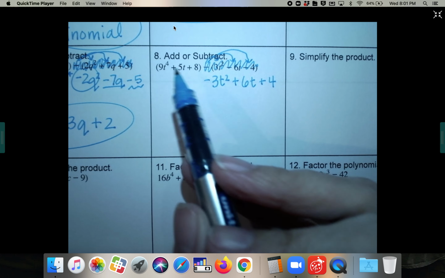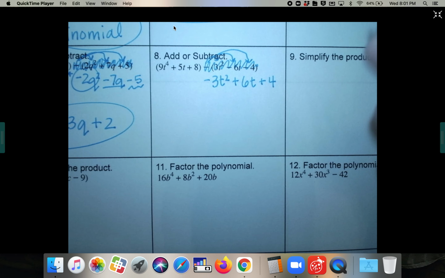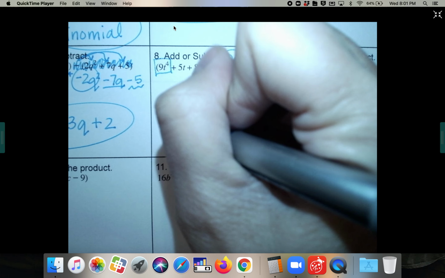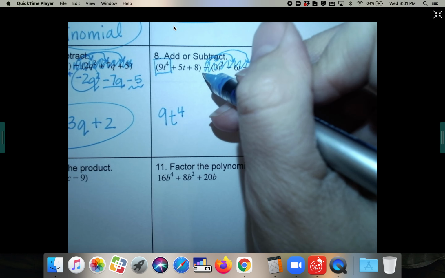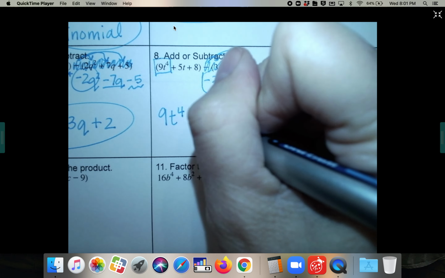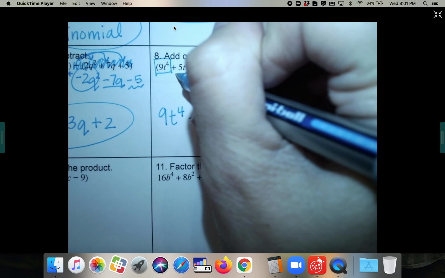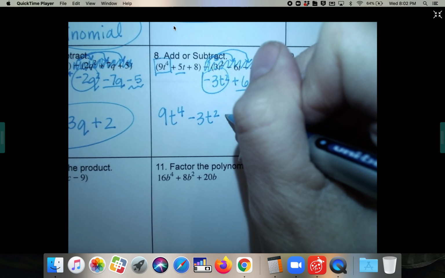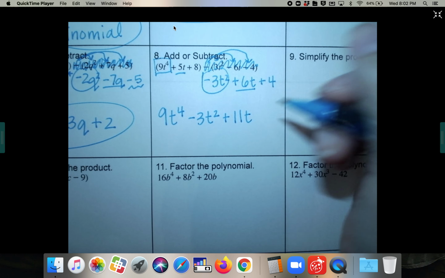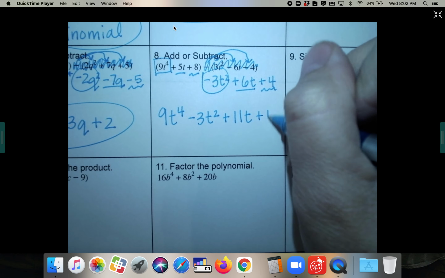I almost combined these, but this one has a power of 4 and this one has a power of 2, so they are not like terms. So actually my 9t to the 4th is going to be on its own. Then I'm going to bring down my negative 3t squared, because there's nothing else squared that I can see. And then I've got a 5t plus 6t, those are like terms. So that would be plus 11t. And then lastly, positive 8 and positive 4 is plus 12.